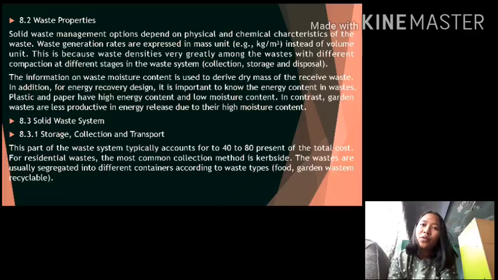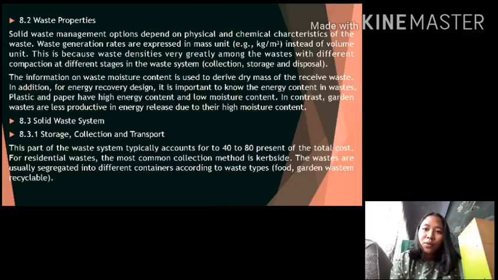The information on waste moisture content is used to derive dry mass of the received waste. In addition, for energy recovery design, it is important to know the energy content in waste. Plastic and paper have high energy content and low moisture content. In contrast, garden wastes are less productive in energy release due to their high moisture content.